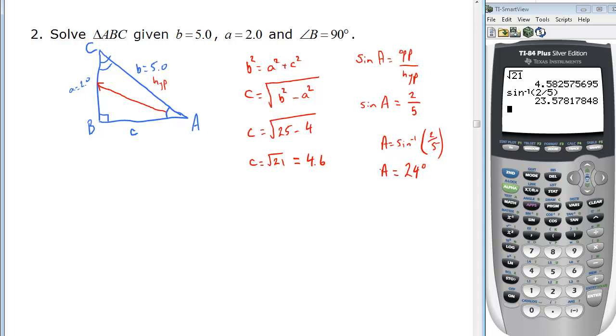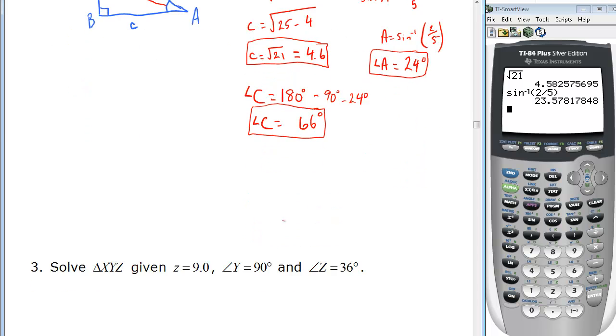So we have angle A, we have side c, so now we need angle C. Well, for angle C, we know the other two angles. We know all three angles add together to 180. So 180 minus 90 minus 24 gives us angle C. So angle C is 66 degrees. So there's angle C, angle A, and side c. So we'll move to example 3.